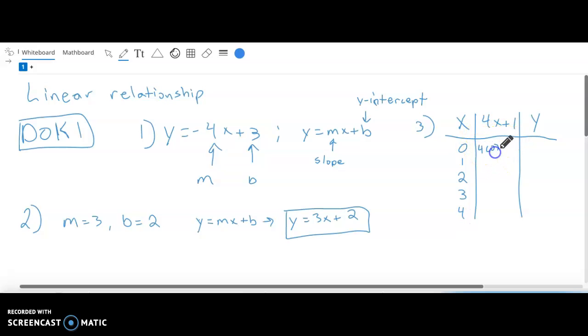4 times 0 plus 1. That's 0 plus 1, so that's 1. 4 times 1 plus 1. 4 times 1 is 4, plus 1 is 5. 4 times 2 plus 1. That's 8 plus 1, so that's 9. 4 times 3 plus 1. That's 12 plus 1, so that's 13. And then 4 times 4 plus 1. That's 16 plus 1, so that's going to be 17. And this is your table for bullet point 3, or number 3 for DOK1.